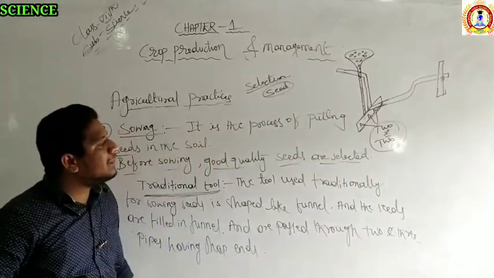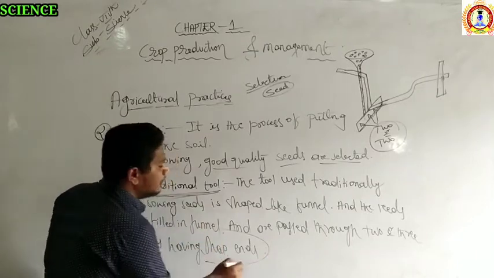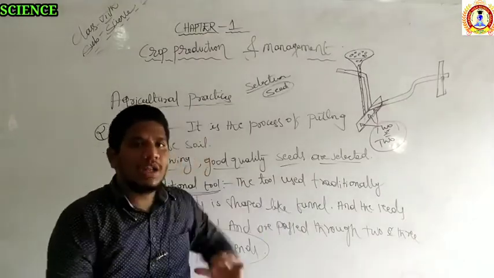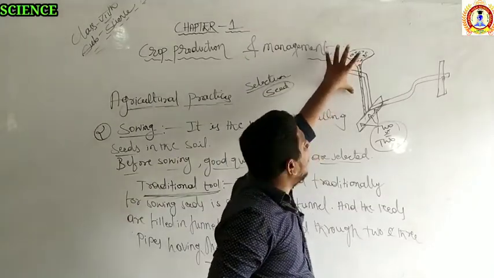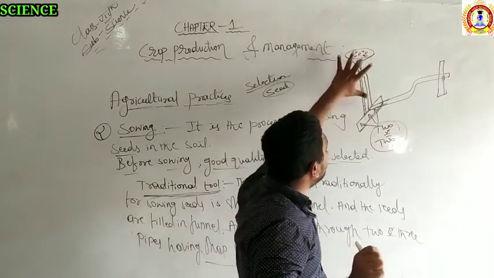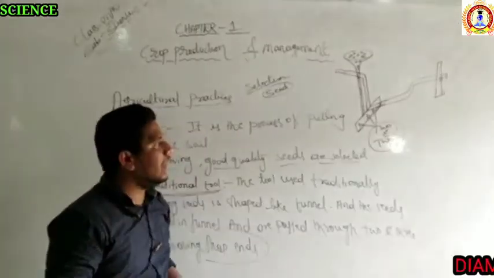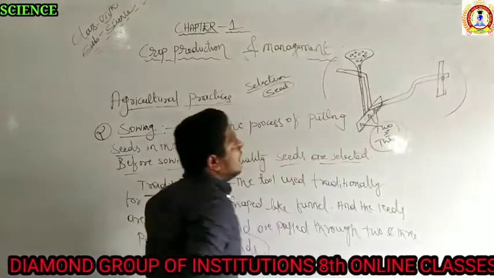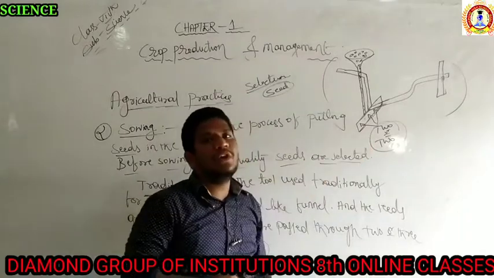pipes whose ends are sharp. Why are the ends sharp? Because they should insert into the soil and easily sow the seeds. That is the reason the funnel is there. In the funnel, we have to keep the seeds which we have chosen, of good quality, and this funnel is connected to two or three pipes which end with a sharp point. Right. So this is nothing but the traditional tool you have seen in your field, because this tool is used for the sowing of the crops.